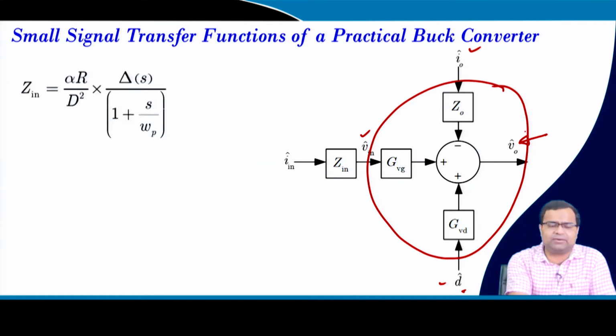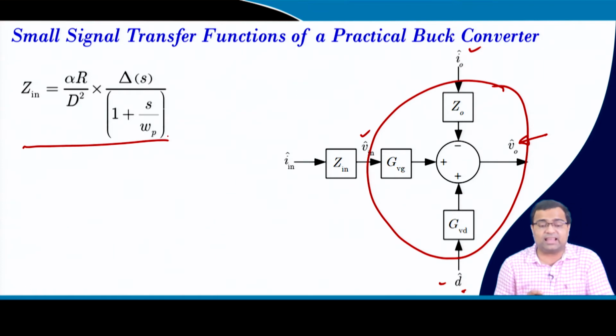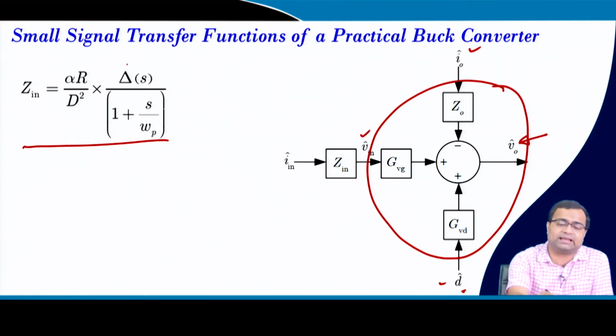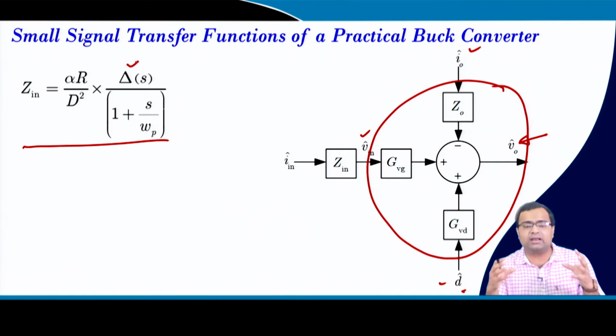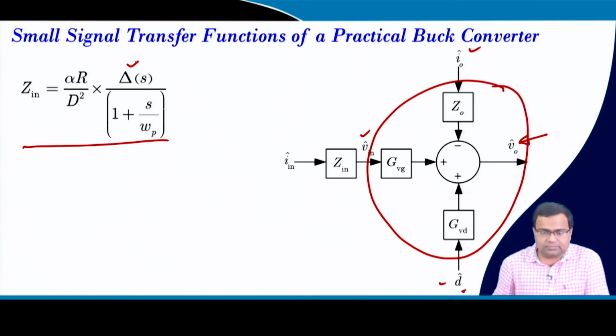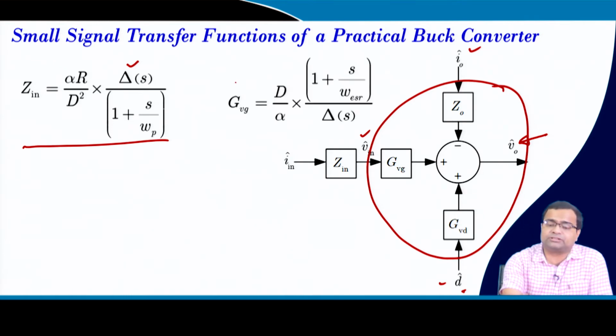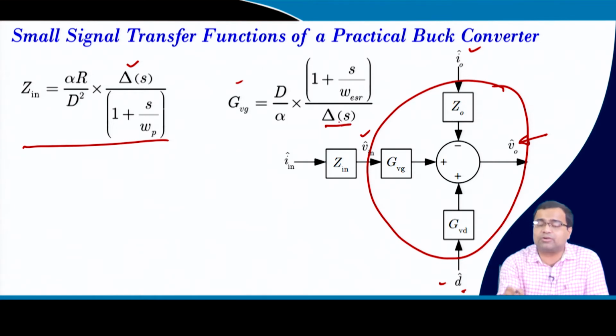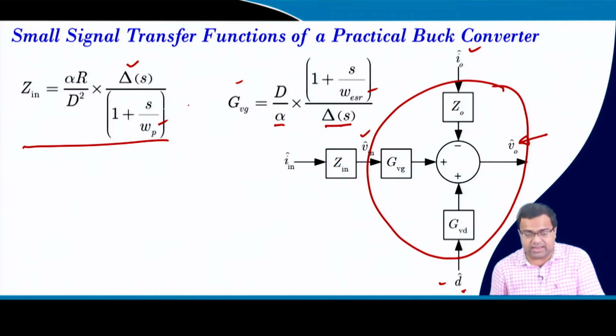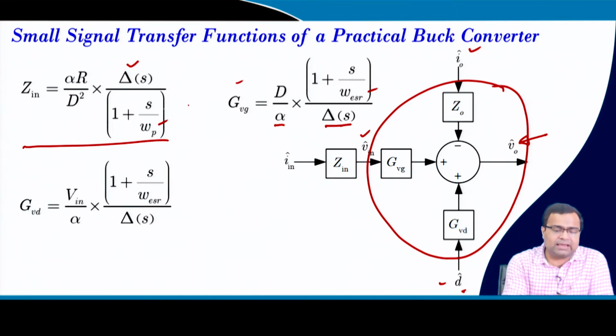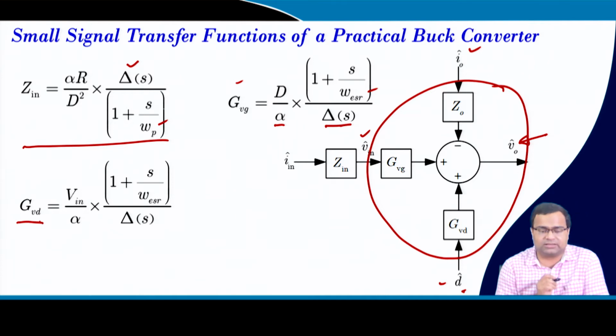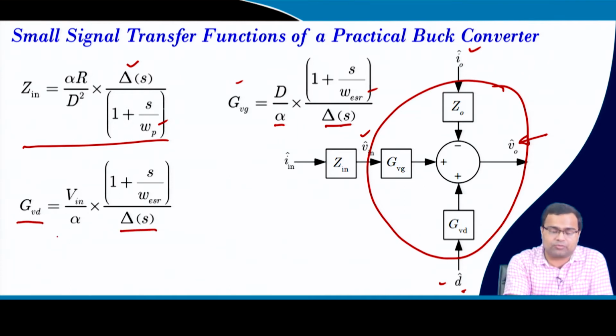We have derived the input impedance like this, and we will see delta S, which is a second order polynomial. We have derived audio susceptibility, again this polynomial is common, and we will see what alpha is, what ESR is, what omega p is. We have also derived the control to output transfer function, again this polynomial is common. We will talk about alpha and ESR soon.